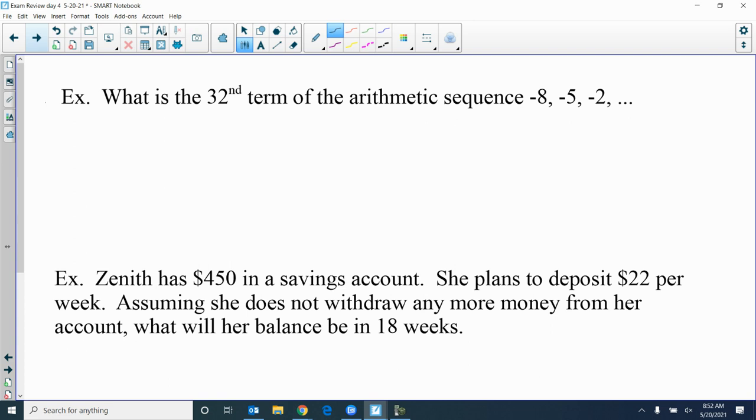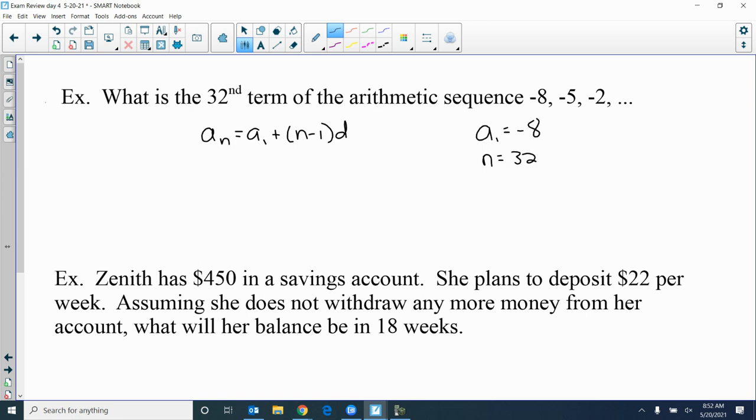All right, what is the 32nd term of the arithmetic sequence? We're on the guided notes here. I'm telling you it's arithmetic, so we have a sub n equals a sub 1 plus n minus 1 times d. A sub 1 is the first term, which is -8. I'll list this on the side. N is whatever term we're looking for, so n is 32.